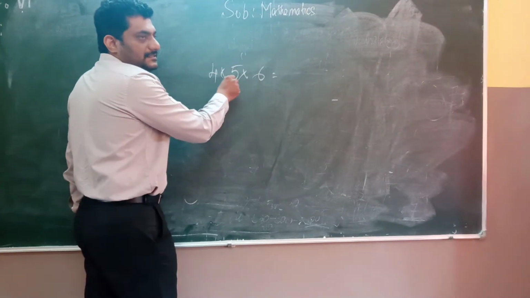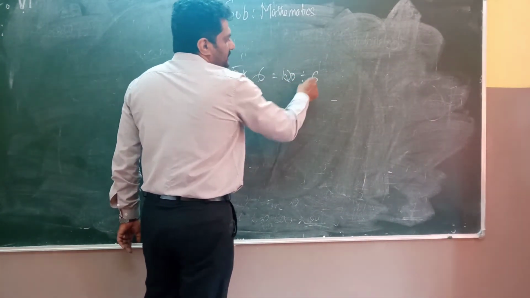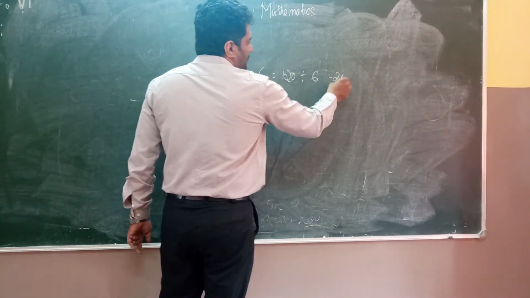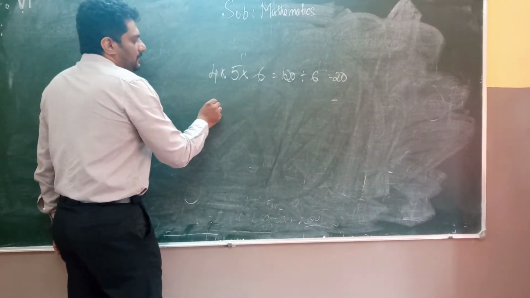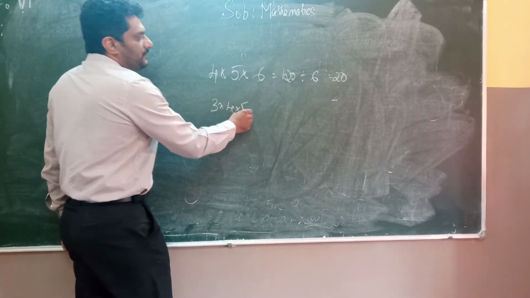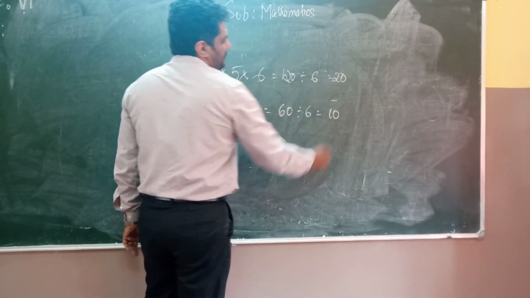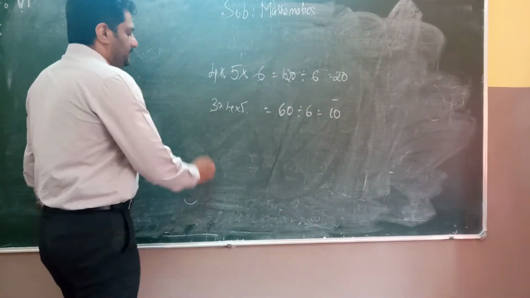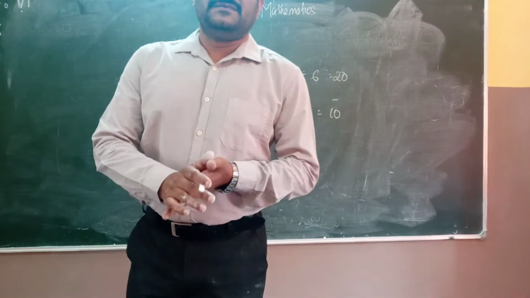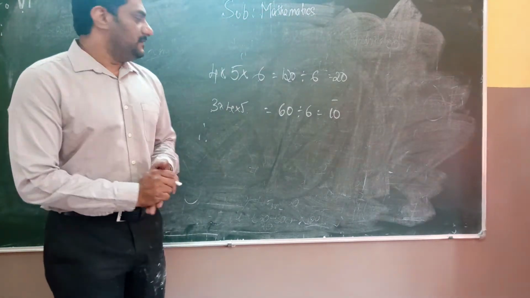4 5s are 20. 20 6s are 120. Is it divisible by 6? It is divisible. Next, take one more. 3, 4, 5. 3 4s are 12, 12 5s are 60. Divided by 6. Okay. You can just conclude, therefore, product of 3 consecutive numbers is always divisible by 6.